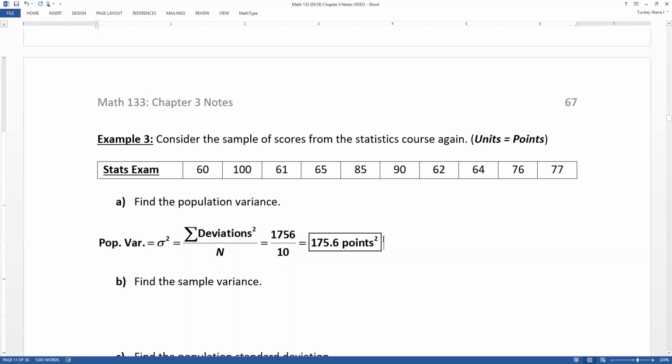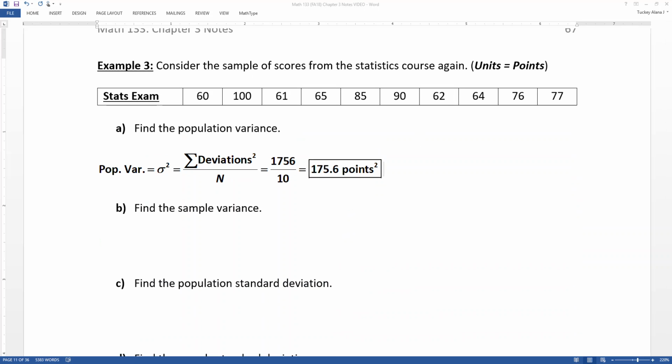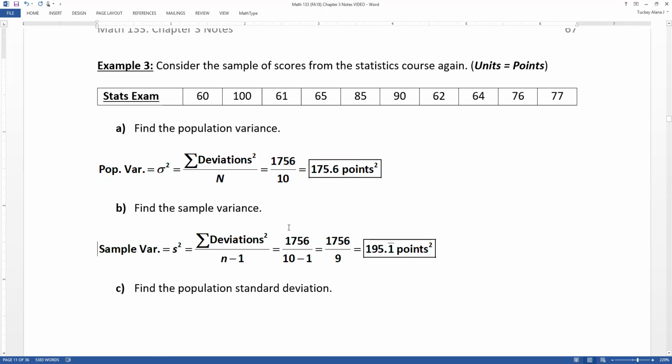All right, and again, don't worry about the interpretation part, but you write points squared just to remind yourself of how crazy this is. It's just weird, and that's because we don't use the variance for interpretation. We use it for other things later on.